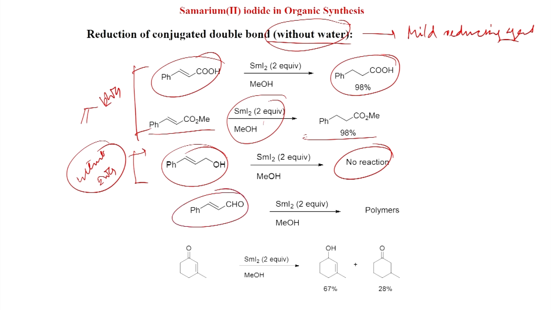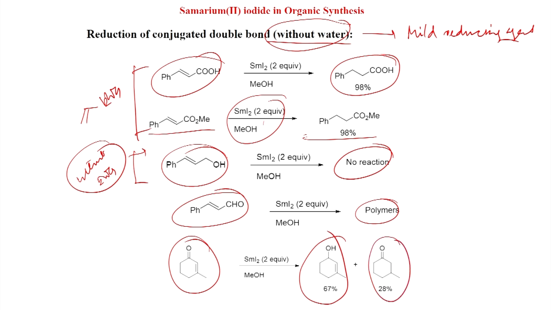Also, with cinnamaldehyde, you get polymers because both are competitive, the double bond as well as the aldehyde group, that is why you get polymers. And with cyclohexanone, the ketone reduction is first, 67% yield of this one, and double bond reduction you get 28% yield. So, ketone, aldehyde is first compared to double bond.